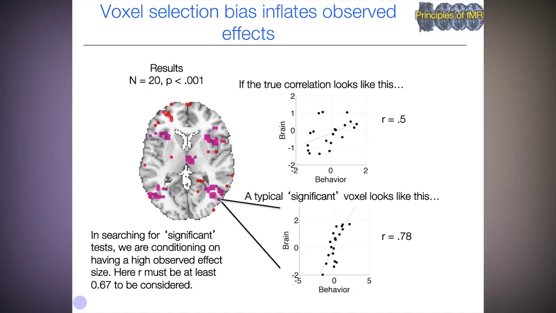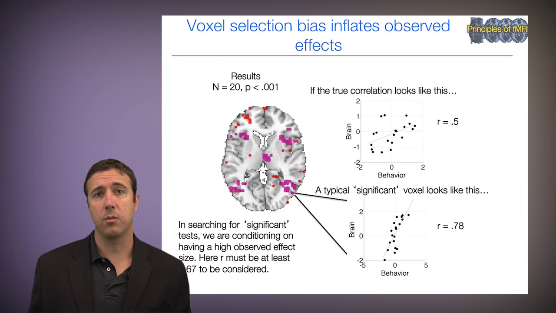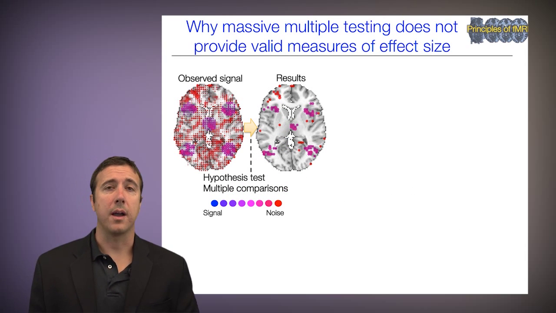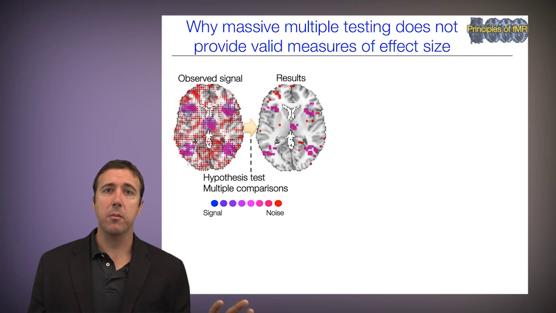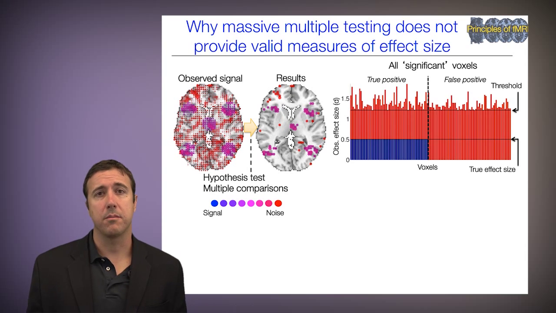And why is that? So when we search for significant tests out of a large family of tests, we're conditioning on having a high observed effect size. In fact, here, the correlation has to be at least 0.67 to be significant at all. So every correlation is going to be above 0.67. But the true correlation is only 0.5. And what's happened is I'm only seeing the voxels where the noise favors my hypothesis. So I'm capitalizing on chance. So this is why massive multiple testing comparison frameworks just don't produce valid measures of effect size. So no matter what test I'm conducting.